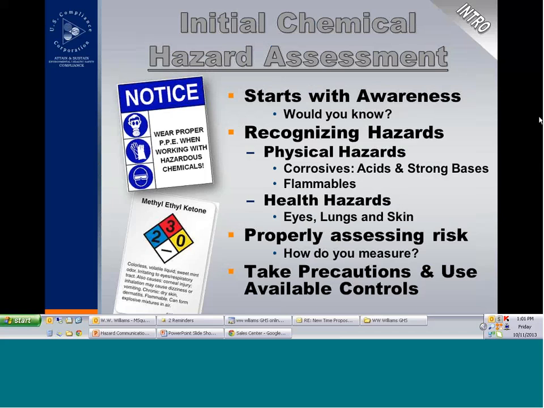How do we recognize hazards? Examples of hazards include physical hazards, such as corrosives and flammables, and health hazards, such as eye, lung, and skin hazards. How do we properly assess the risk? Utilizing those bits of information and the guidelines provided by the manufacturer is a really good start. And take precautions and use available controls, such as exhaust systems, personal protective equipment, and the like.